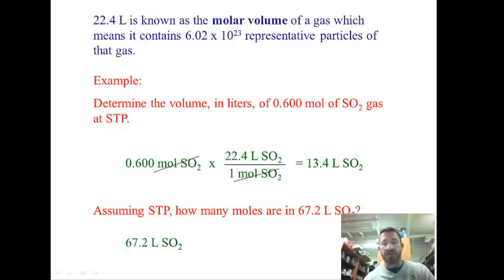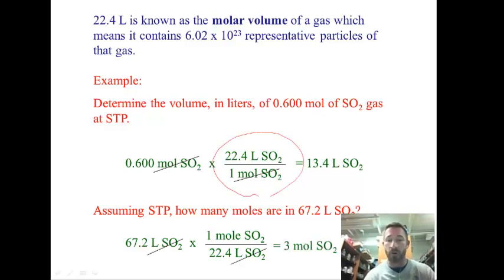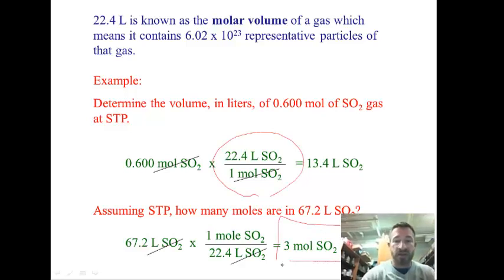So we'll write 67.2 liters, but now we're going to take this factor label and turn it upside down because we want liters to cancel. So we're going to put liters on the bottom, moles on the top. Liters cancel, and you divide 67.2 by 22.4 and end up with 3 moles of SO2. This means you have 3 moles, or 3 times 22.4 liters, as your original volume.